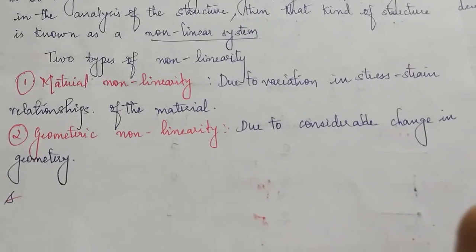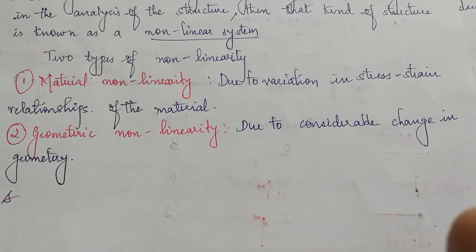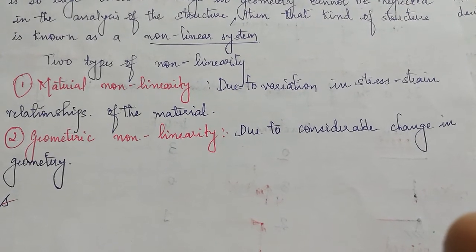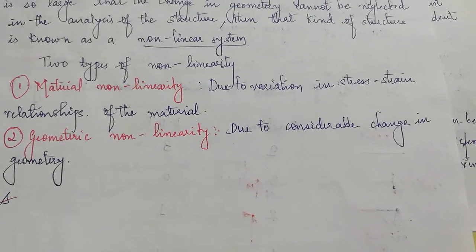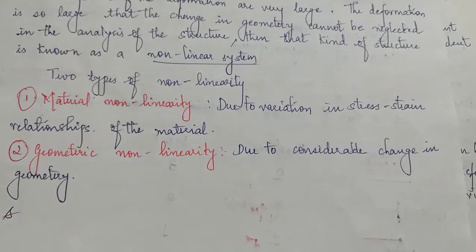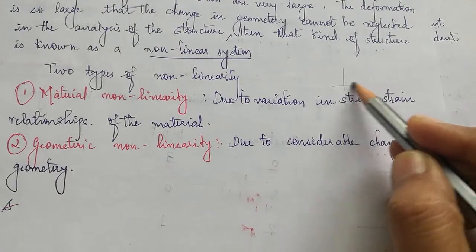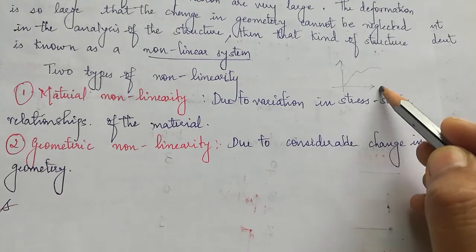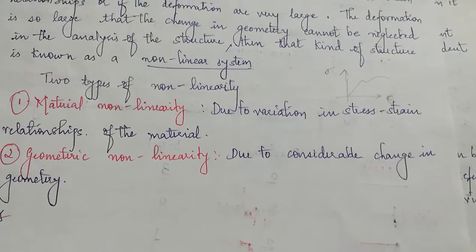Non-linear systems are of two types: material non-linearity and geometrical non-linearity. Material non-linearity is due to variation in the stress-strain relationship. You have learned in your stress and strain diagrams, where you have the strain on the x-axis and the stress on the y-axis.